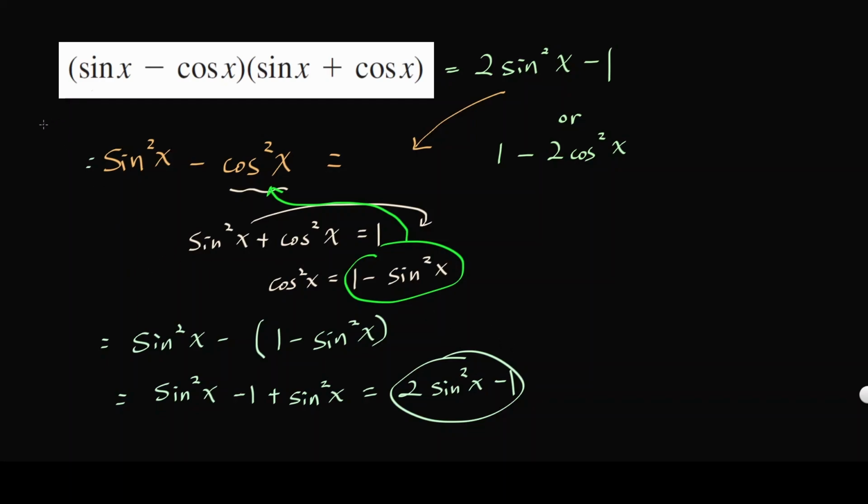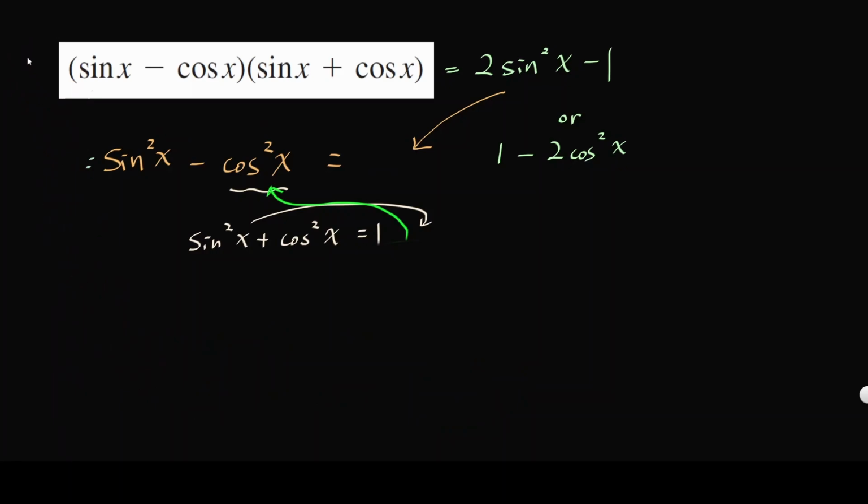Okay. What if we were to solve right here? What if we solve for sin²x instead this time? So we get sin²x is equal to, let's move that to the right side now, 1 minus cos²x.